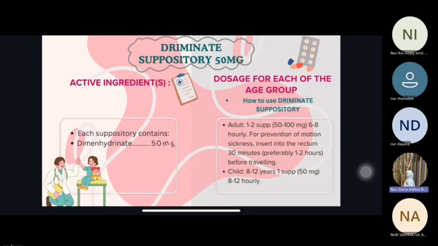6 to 8 hourly. For prevention of motion sickness, insert into the rectum 30 minutes, preferably 1 to 2 hours before traveling. Child 8 to 12 years, 1 suppository, 50 mg, 8 to 12 hourly.